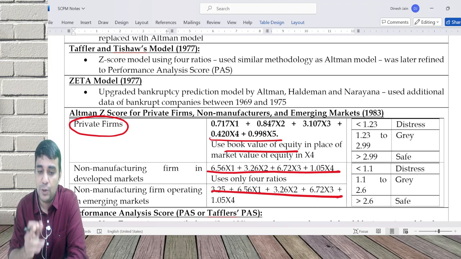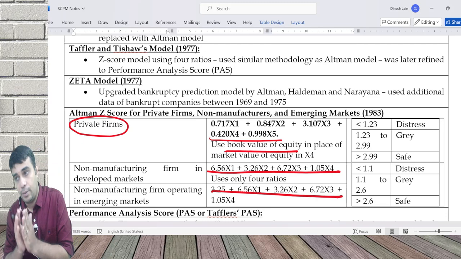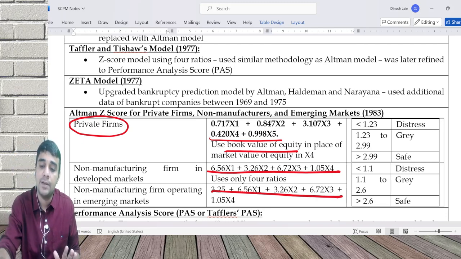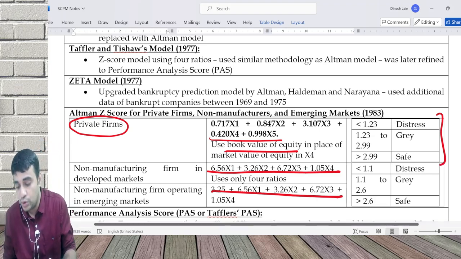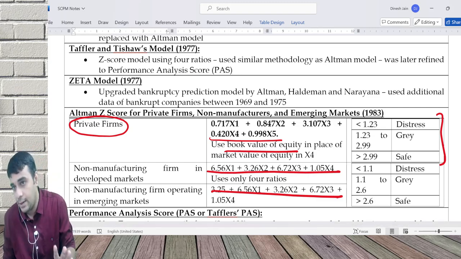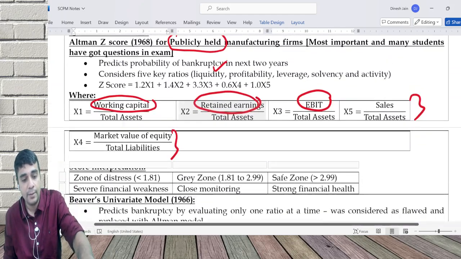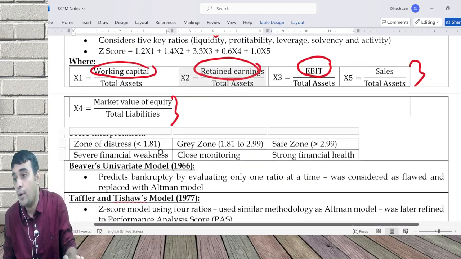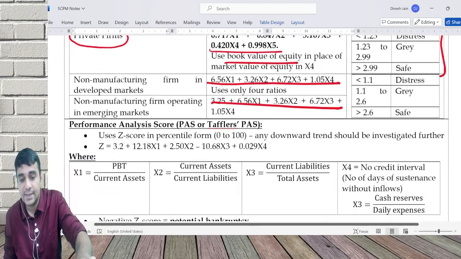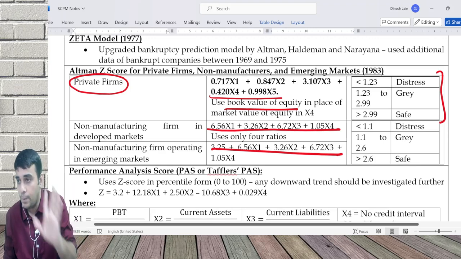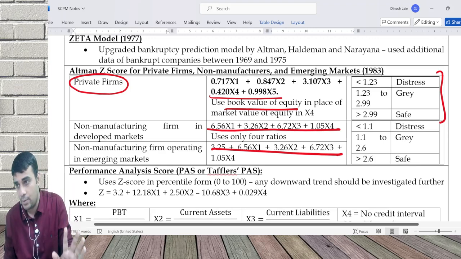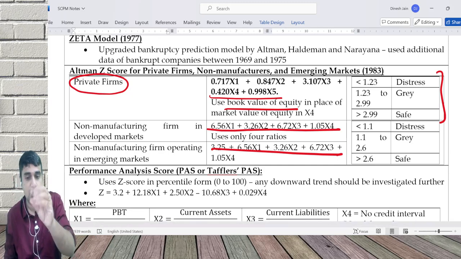0.717, 0.847, 3.107, 0.420, 0.998 can be difficult for you to remember, but I want you to at least remember this. Less than 1.23, greater than 2.99 remains same. The numbers here were less than 1.81. Here less than 1.23, 1.81, 1.23. Outer limit remains same. This zone you will have to remember.